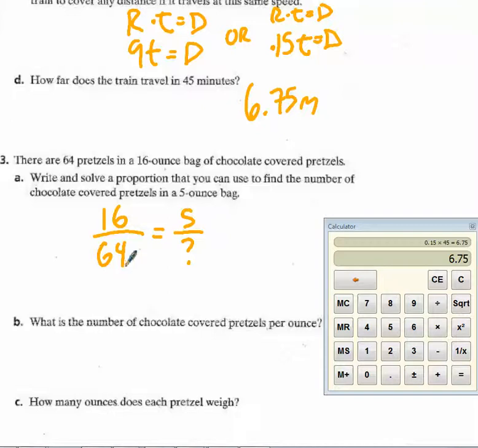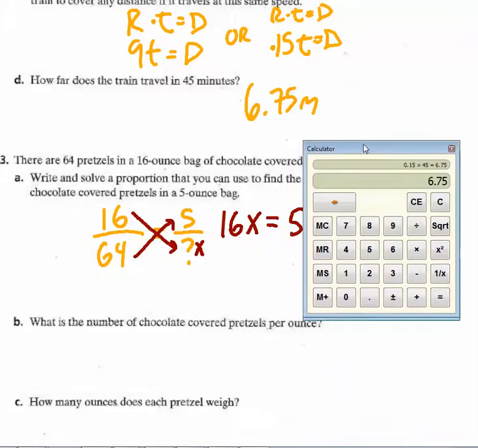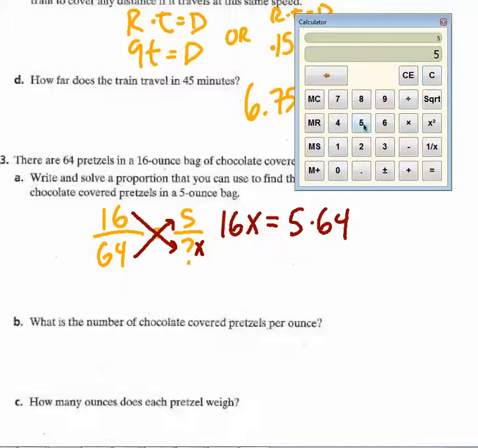Or if I use cross multiplication, which is what I will do, even though it is a banned subject according to Denver Public Schools math department, we will have 16 times something, and then we don't know what it is. In math we typically use x, but it could be p for pretzels, whatever, is equal to, and we multiply across the equal sign, 5 times 64. So 5 times 64 is 320.